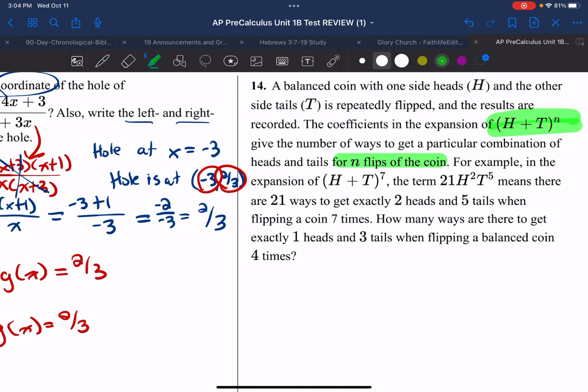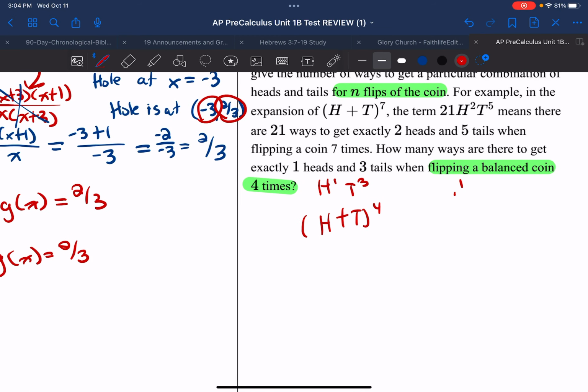So basically, you just need to look at the number of flips that it wants. It wants you to flip it 4 times, and it wants H1T3. So you have H plus T to the 4th. Write the expansion. So you write your triangle. 1, 1, 1. This is row 1, row 0, row 2. I know I need row 4, so 1, 2, 1, row 3, 1, 3, 3, 1, and then row 4, 1, 4, 6, 4, 1.